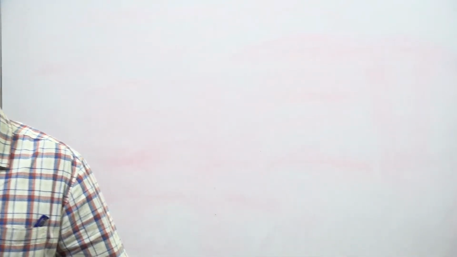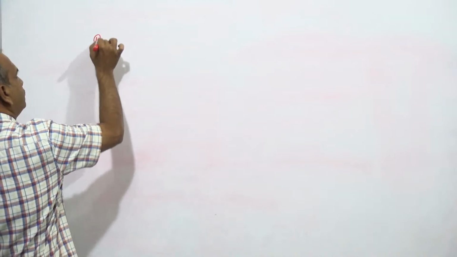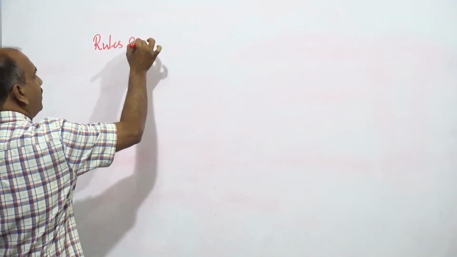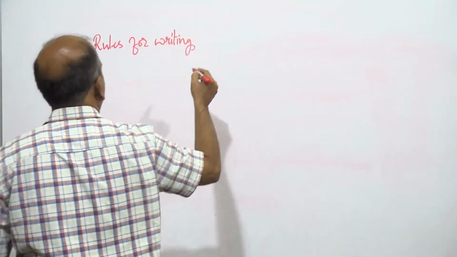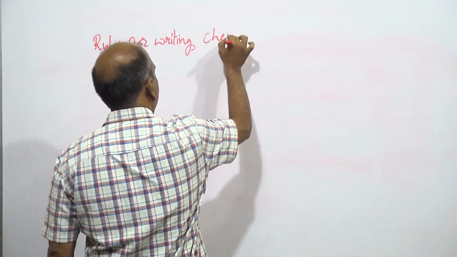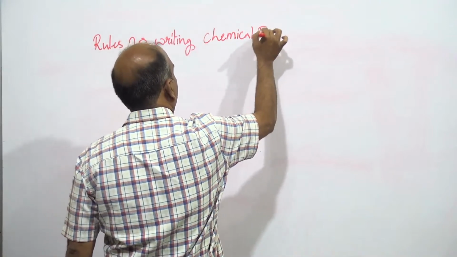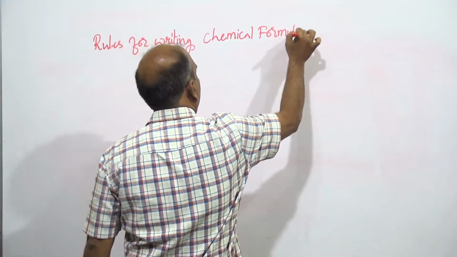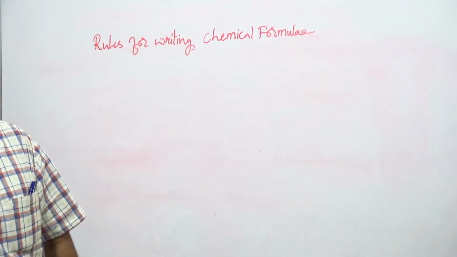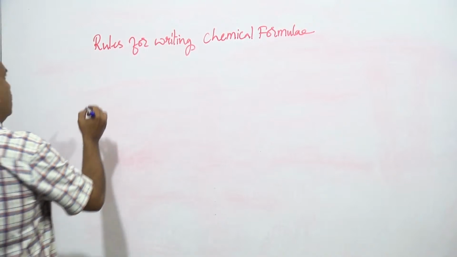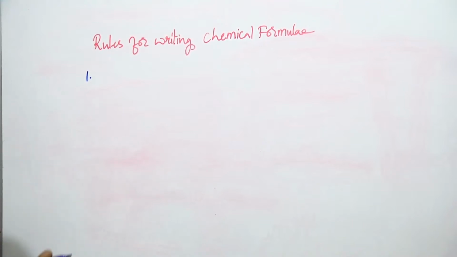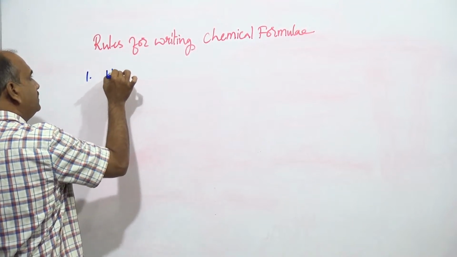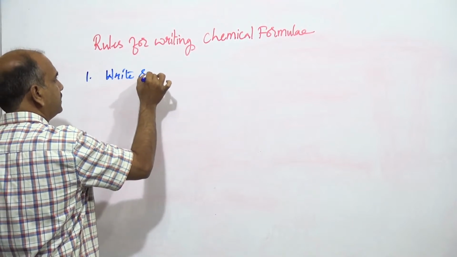Okay. Now the next is rules for writing chemical formula. What is the first one? So you should be writing the symbols of positive and negative ions.